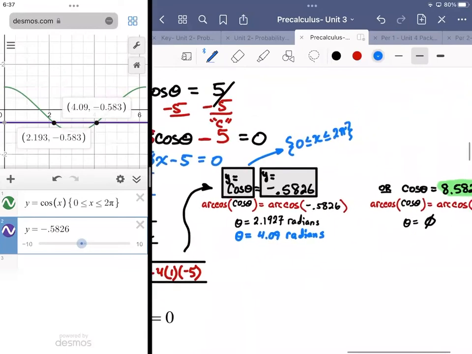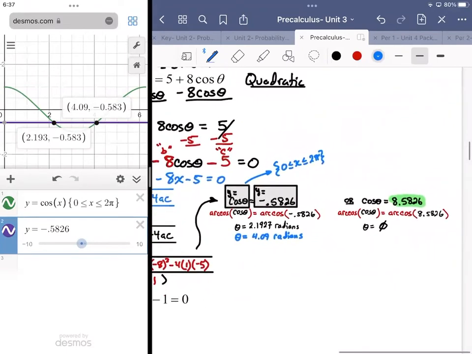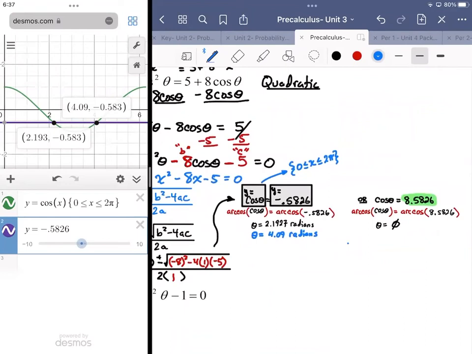All right. So I have to show you where that would come from. So let me just draw a quick sketch. So ASTC, remember that means that all trig functions are positive in the first quadrant. Only the sine related ones are positive in the second quadrant. Only tangent are in the third quadrant, and the cosine related functions are positive in the fourth quadrant.